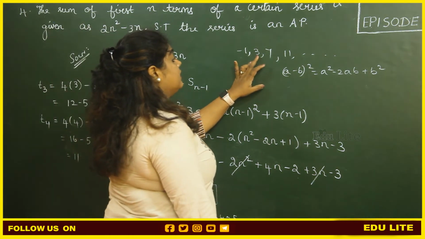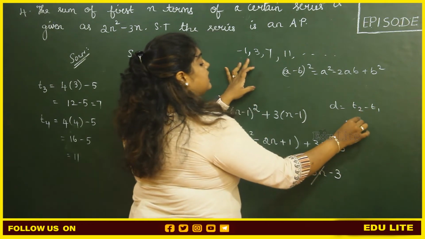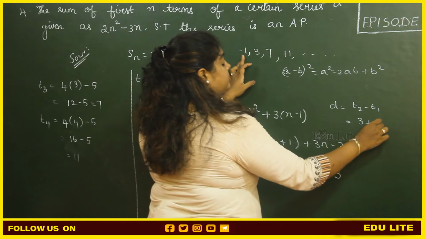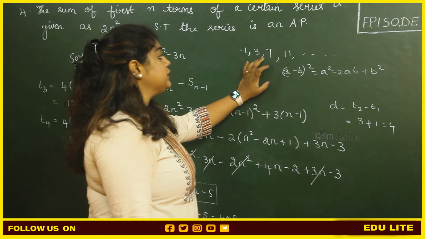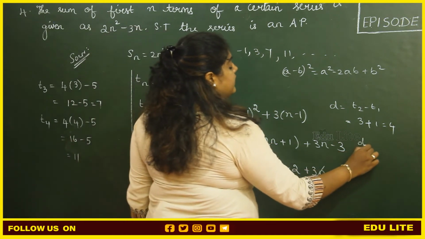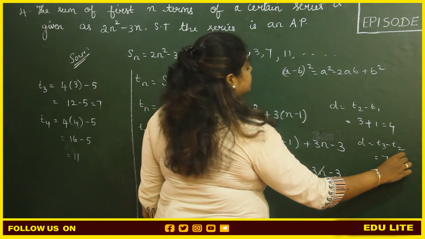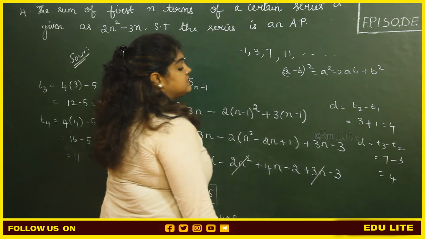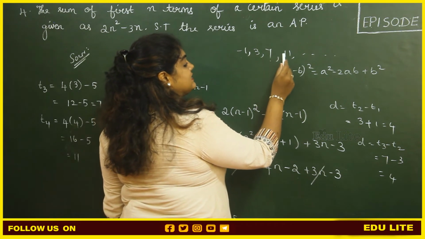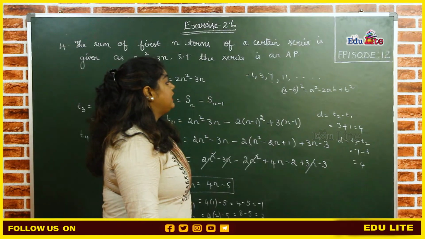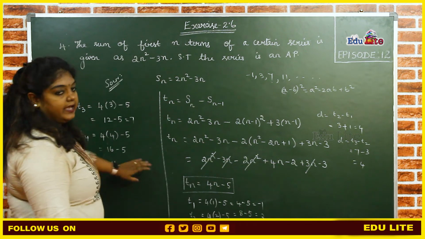Let us check by doing T2 minus T1. D equals T2 minus T1, which will give us 3 minus minus 1, it will become plus, so 4. D value is 4. We should check whether if we do T3 minus T2, it gives the same value 4. So D equals T3 minus T2. T3 value is 7 minus T2 value is 3, so 4. Yes, it gives the same number 4. Similarly, if we subtract T4 minus T3, that is 11 minus 7, it will also give us the value 4. So the series we got is an AP. Thus we have shown the given series is an AP.